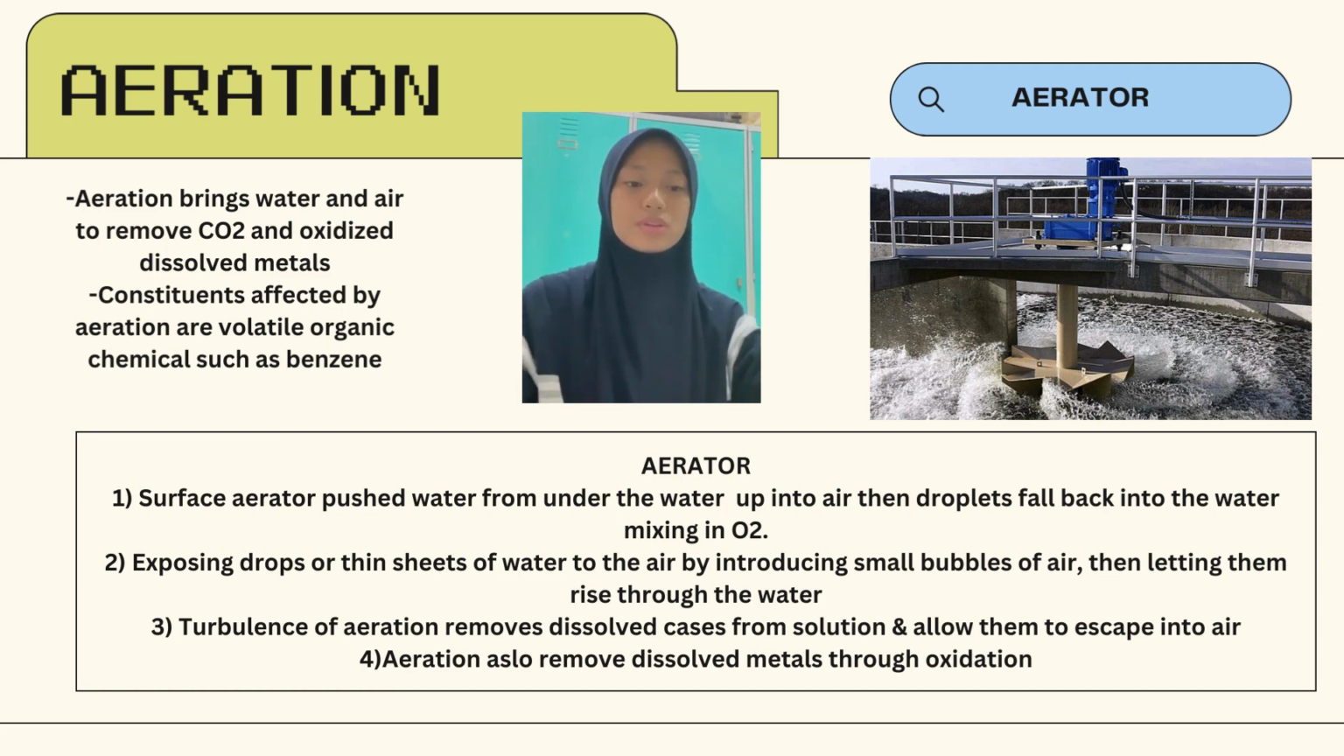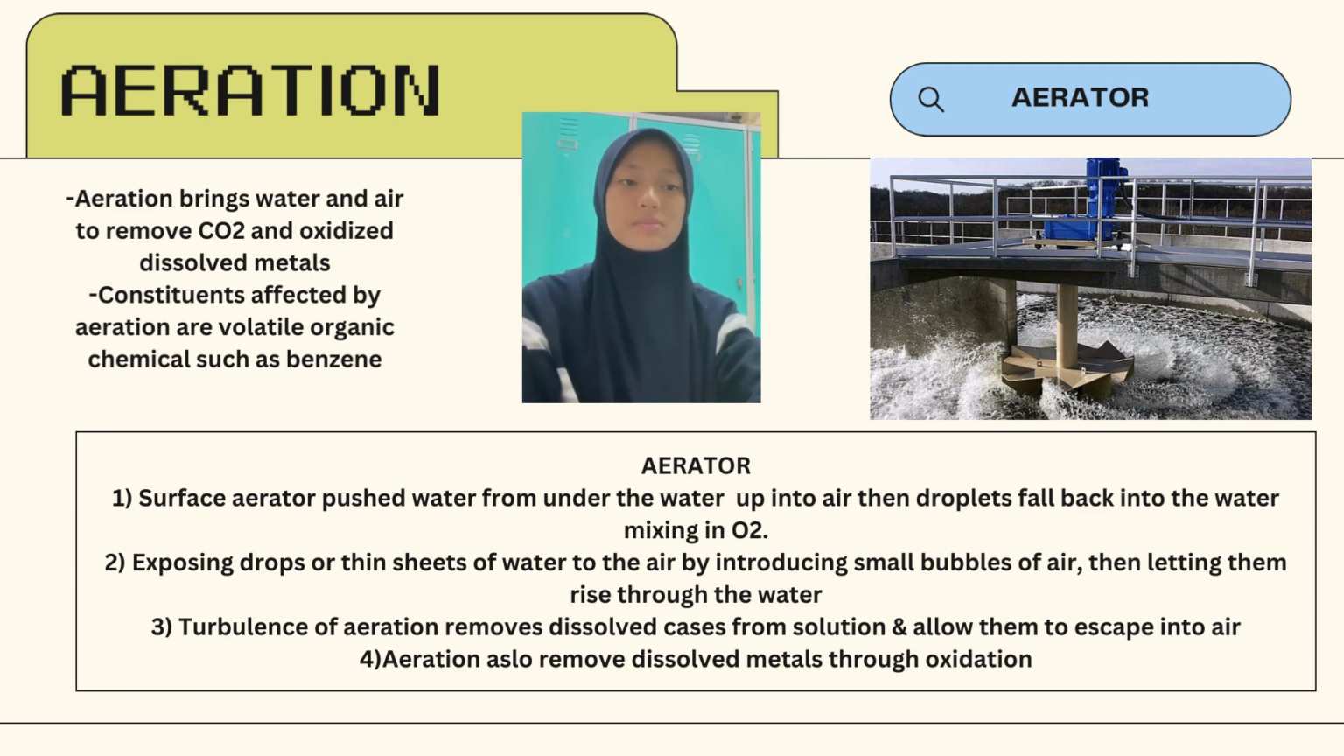A surface aerator pushes water from under the water surface up into the air, then the droplets fall back into the water, mixing in oxygen. The jets of water break the surface with varying degrees of force. It brings water and air in close contact by exposing drops or thin sheets of water to the air, or by introducing small bubbles of air, then letting them rise through the water.